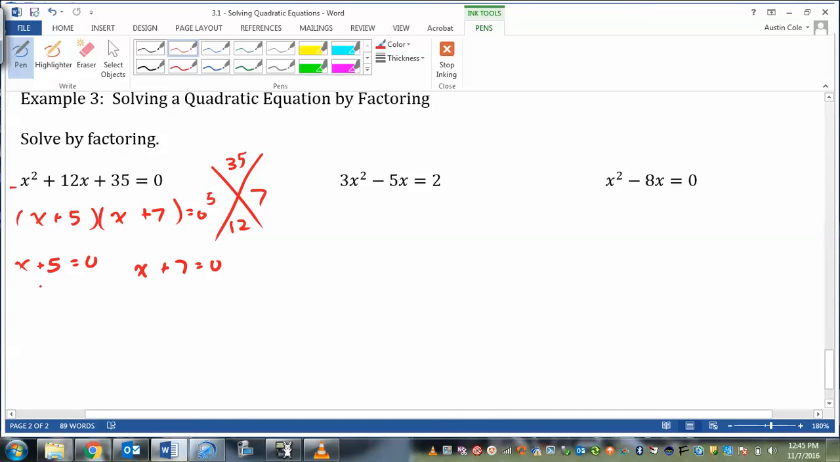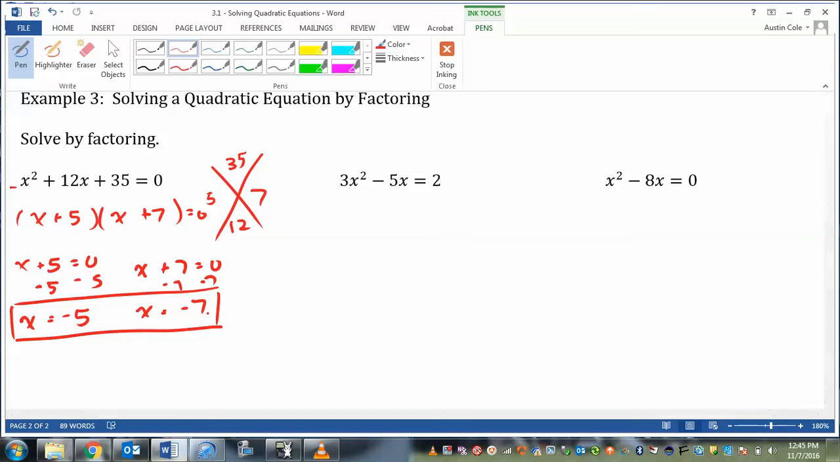We're solving for x. I'm going to minus 5 on both sides, and x is going to equal negative 5. Minus 7 on both sides, x is going to equal negative 7. So I have 2 answers, negative 5 and negative 7. Where do you think the graph is going to cross the x-axis? Negative 5, negative 7. You guys are getting the hang of this thing.